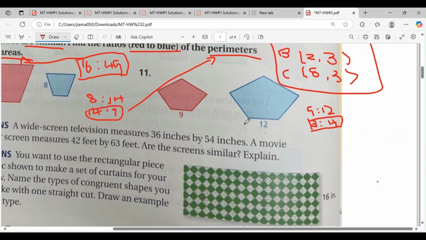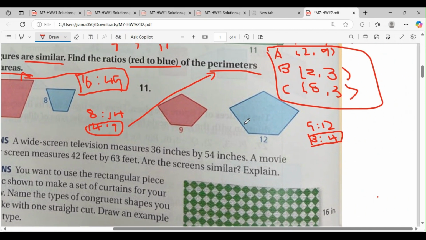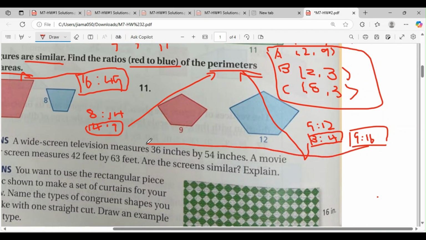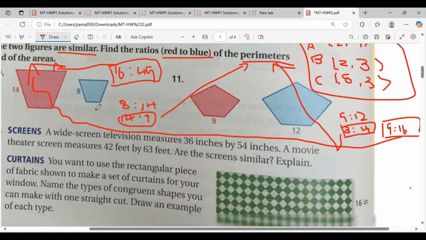Okay, so let's find the ratio of the areas. The square of 3 equals 9. The square of 4 equals 16. So the ratio of the areas is 9 to 16. Okay, let's see next.